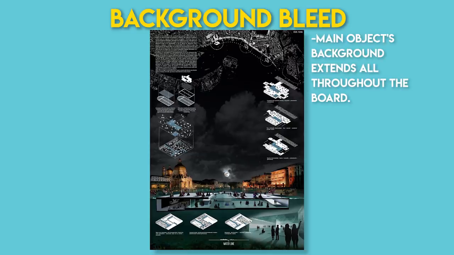The next style is called the background bleed. I'm sorry if the name sounds like a death metal band. I couldn't come up with a better name for this style. Anyways, background bleed, or let's just call it BB for short, is characterized by having a main object with a background that bleeds or extends into the rest of our board, thus the moniker.